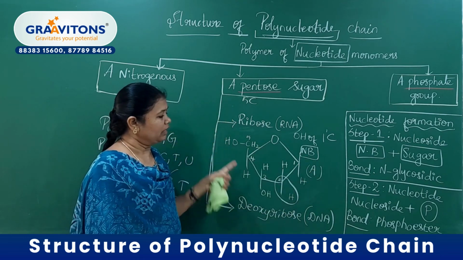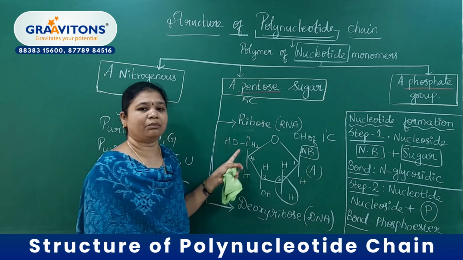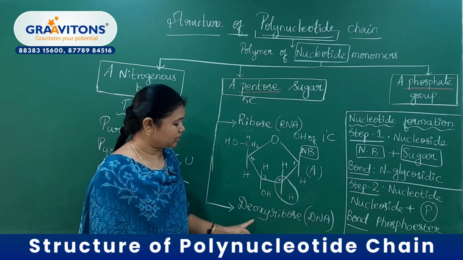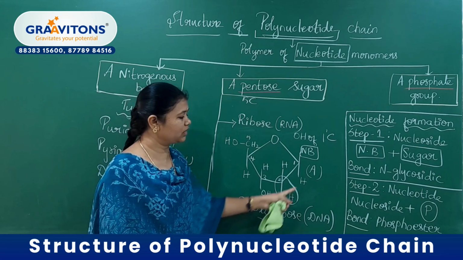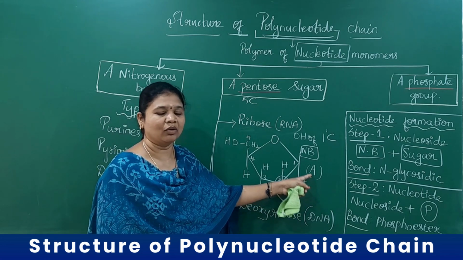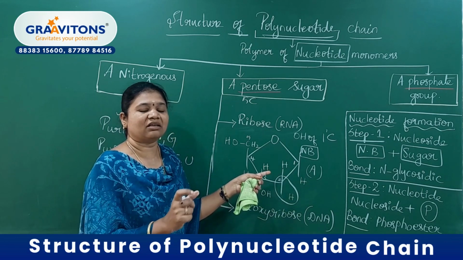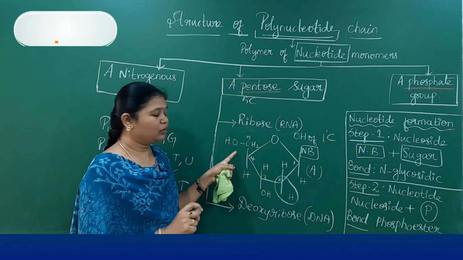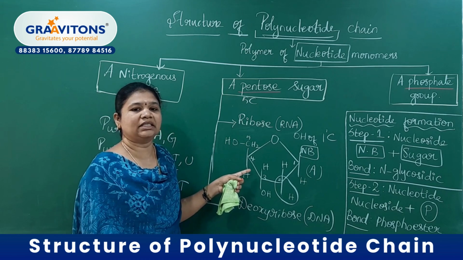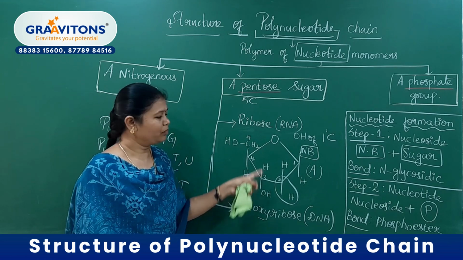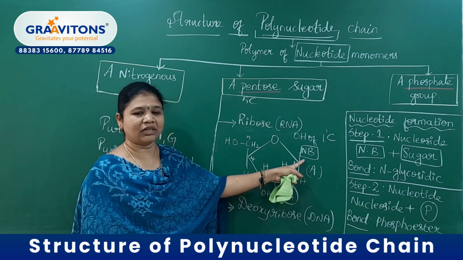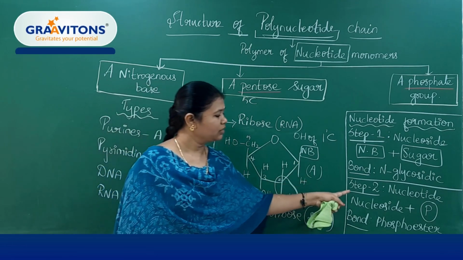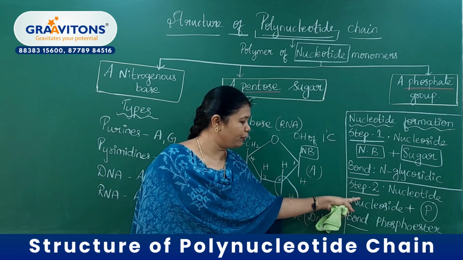For naming this nucleoside, since this is DNA, we call it deoxyadenosine. All compounds ending with the suffix -ine or -idine are nucleosides: adenosine, guanosine, cytidine, thymidine, uridine. Here I have taken adenosine. So the nucleoside is formed. Now the second step is nucleotide formation.